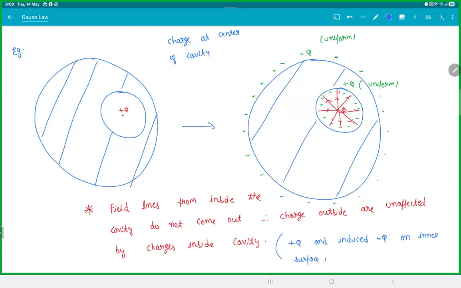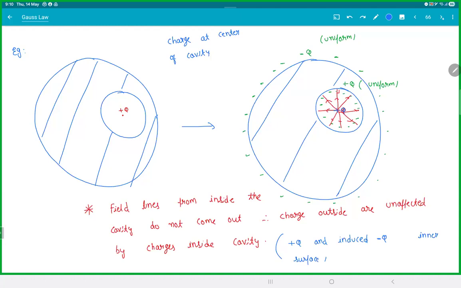And just to be a little more clear, if I ask you this question, this plus Q in the center, is this plus Q interacting with this minus Q? Yes or no? They're interacting. Two charges will always interact with each other. This induced charge minus Q, is it interacting with the outside? Yes, it is interacting. But together, they don't interact with anyone. Are you getting the statement there?